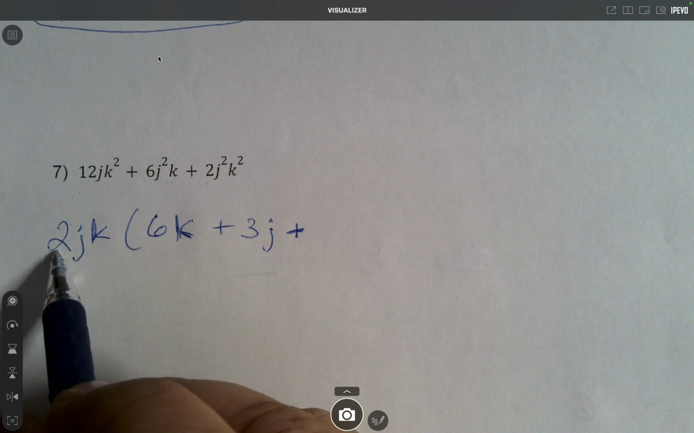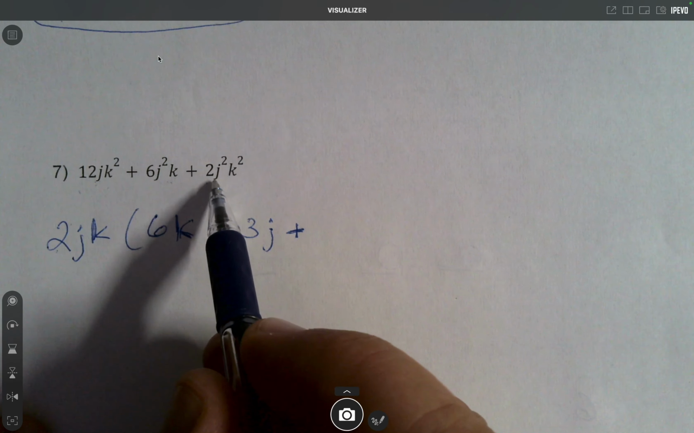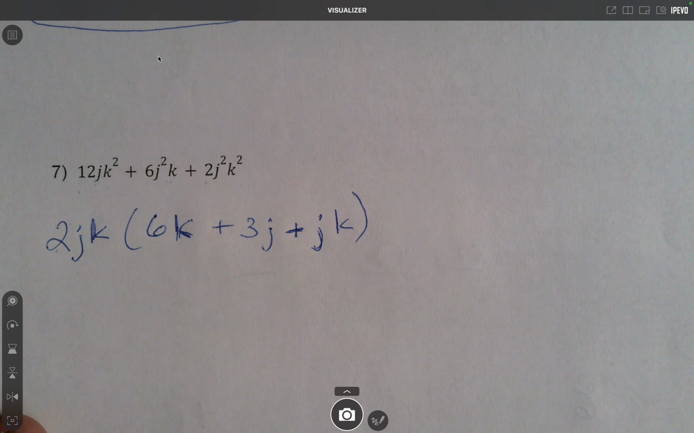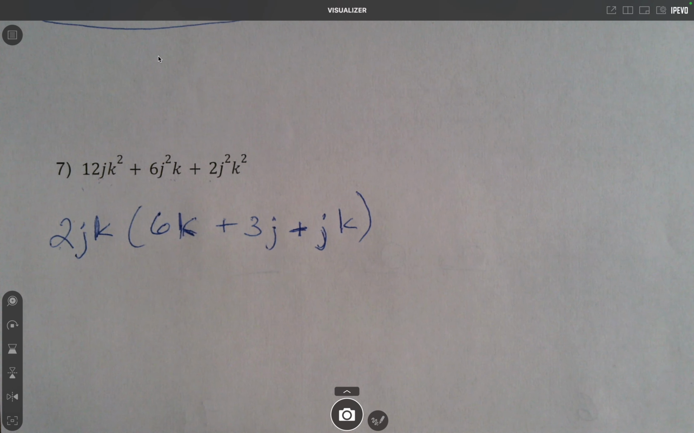So 2 divided by 2 is 1. We took away one of its j's, leaving 1 behind. And we took away one of its k's, leaving 1 behind. And that is factoring using the greatest common factor.